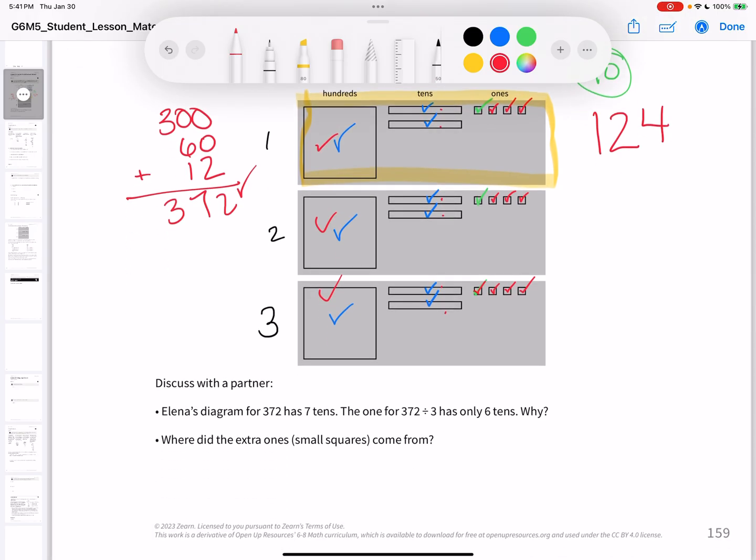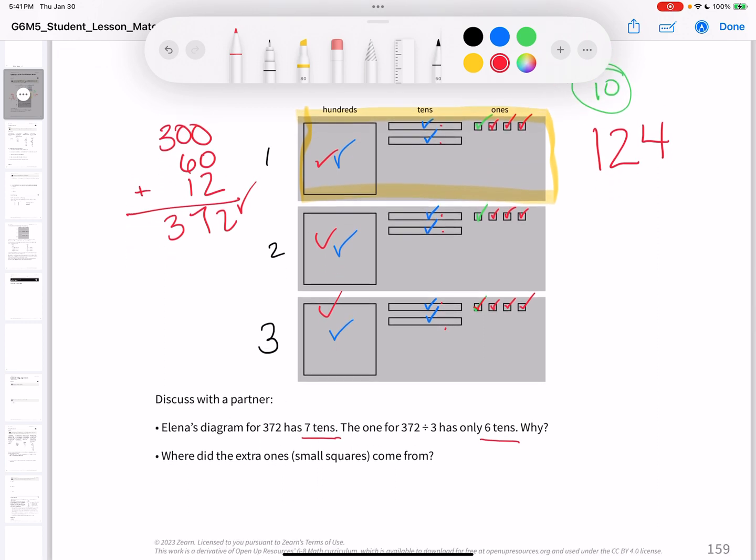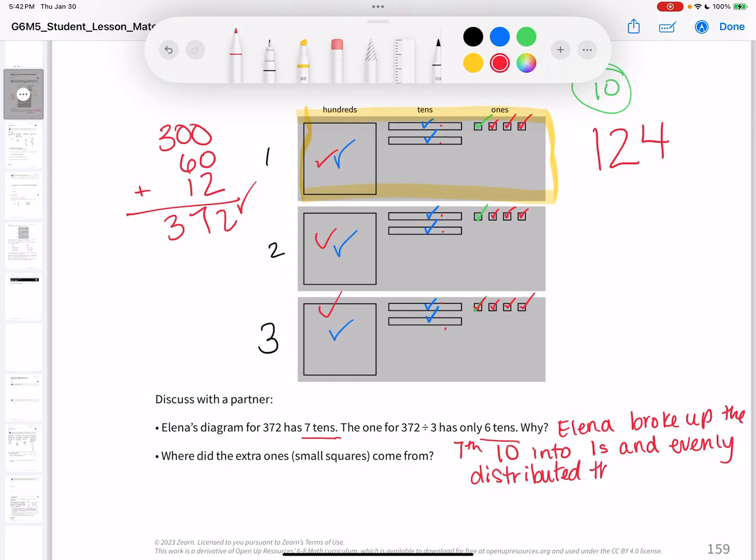So Elena's diagram for 372 has 7 tens. The one for 372 divided by 3 only has 6 tens. Why? Well, because she broke the 7th 10. Elena broke up the 7th 10 into ones and evenly distributed them. Okay. Where did the extra ones, the small ones, come from? That extra 10.